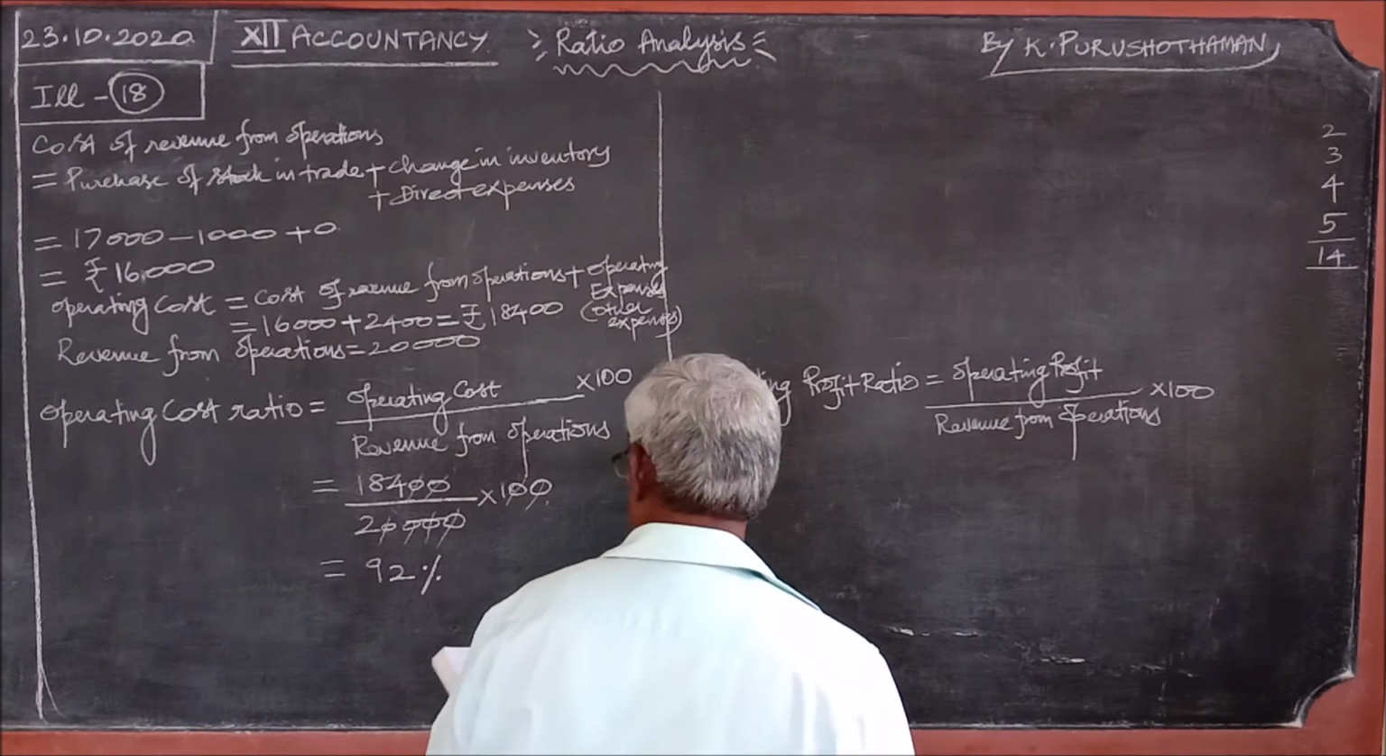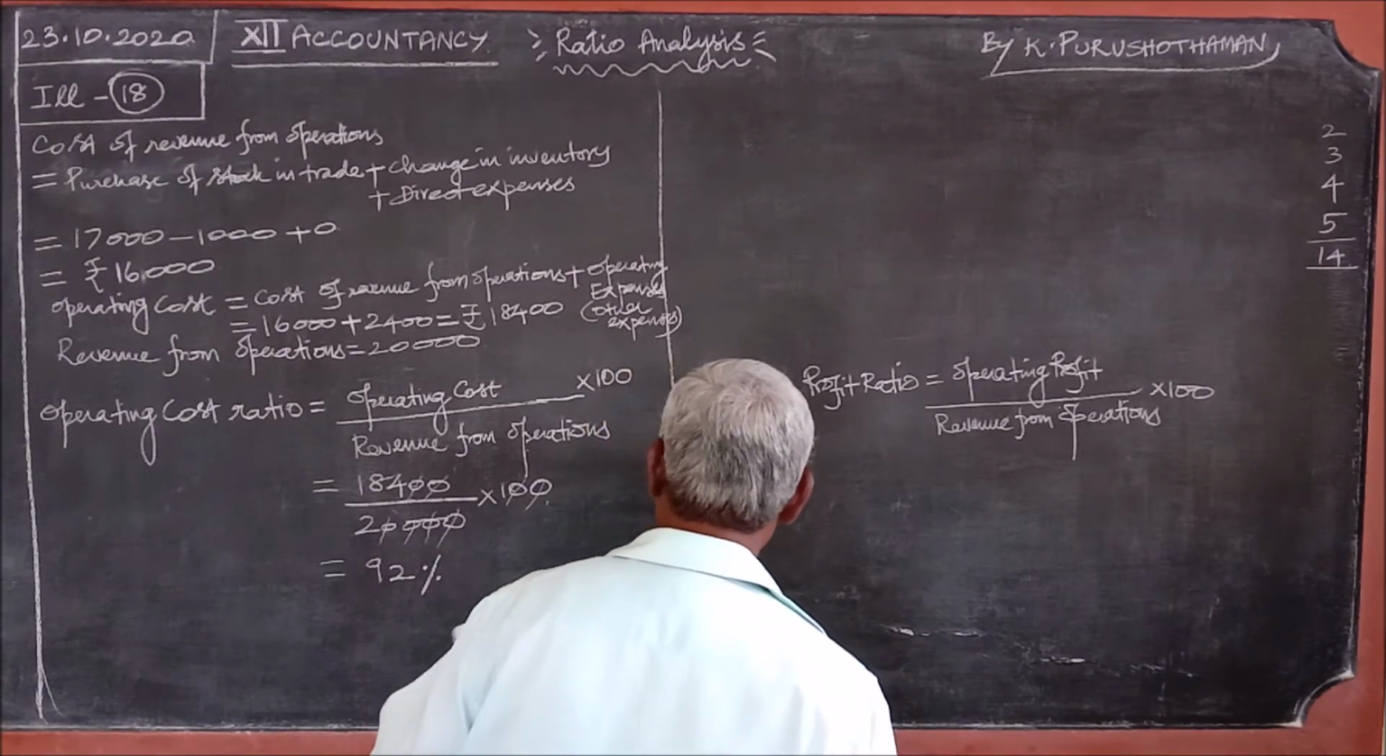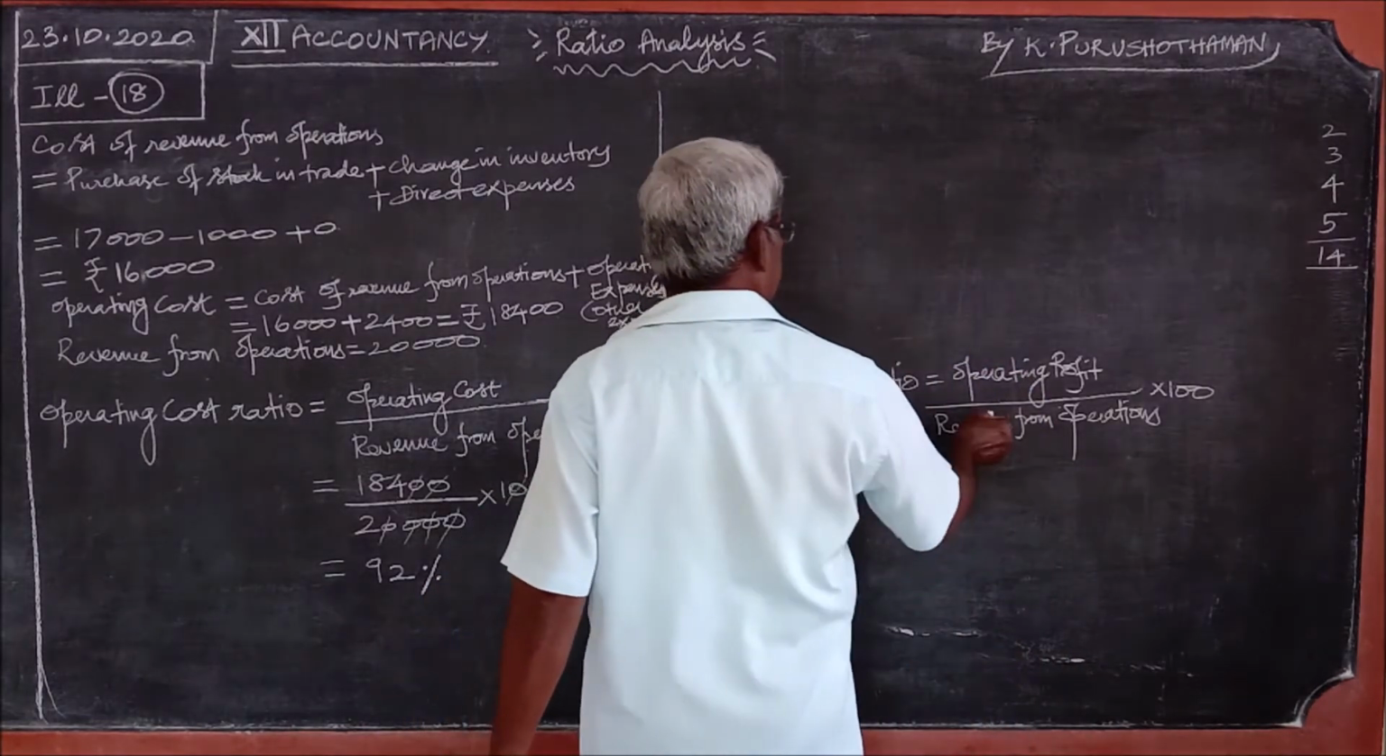In this also we should find the operating profits. How to find the operating profits? The numerator.